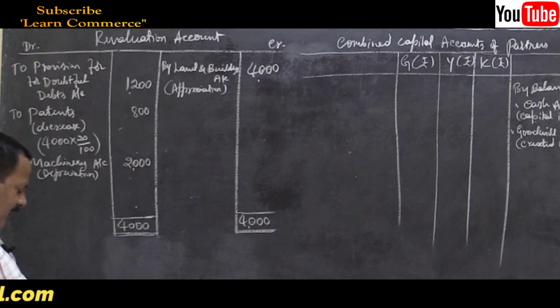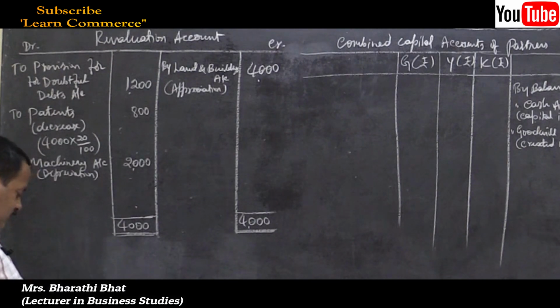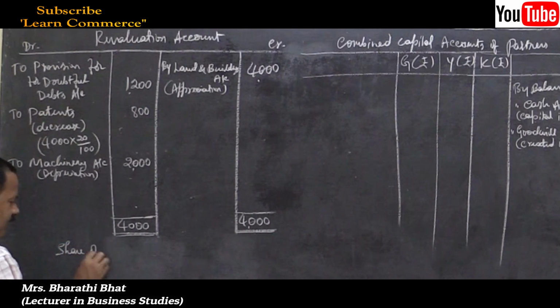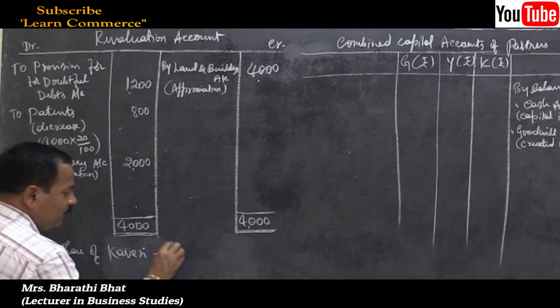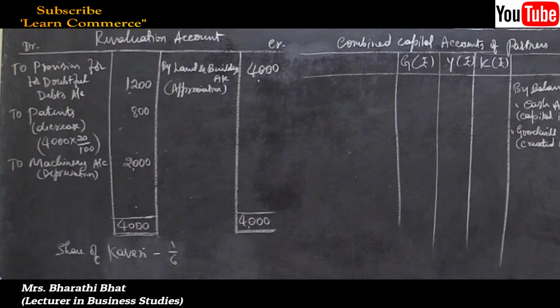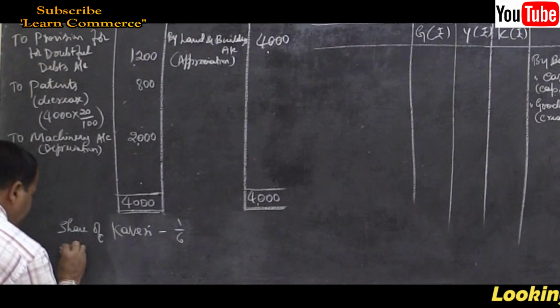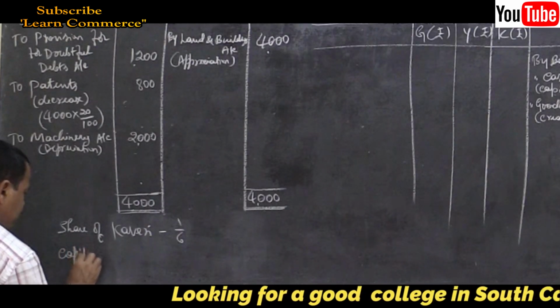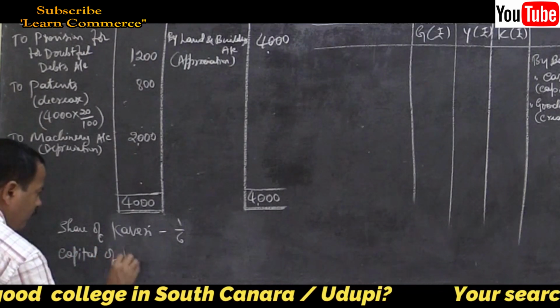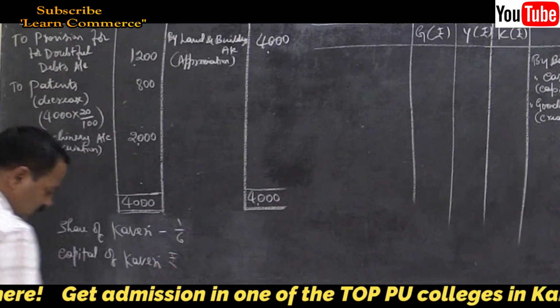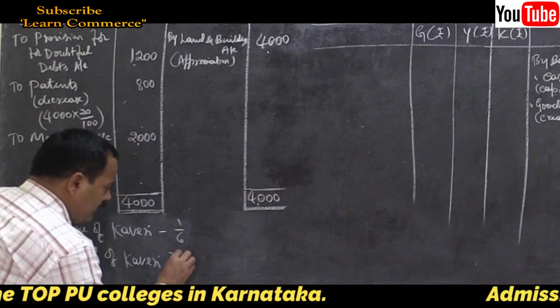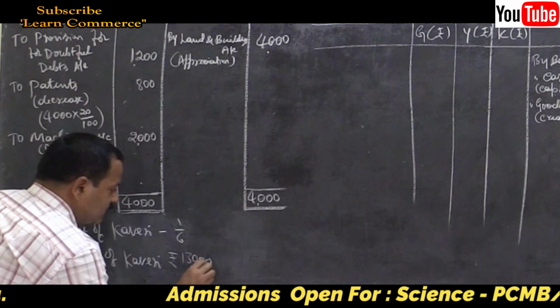How to calculate capital? Share of new partner. What is the name of the new partner? Kaveri. Share of Kaveri is 1/6. And capital of Kaveri? How much? Rupees 13,000, right? 13,000.